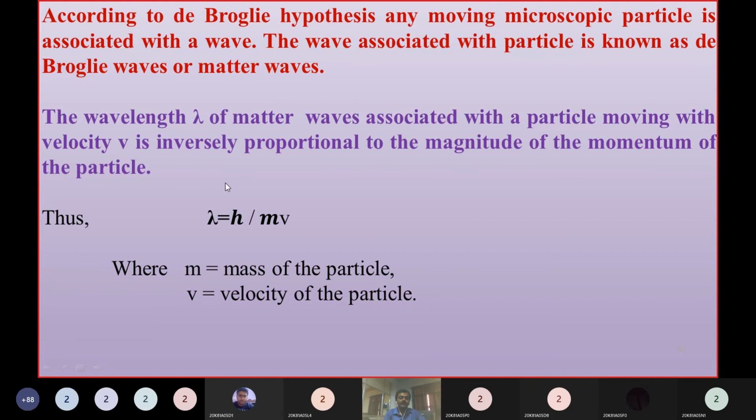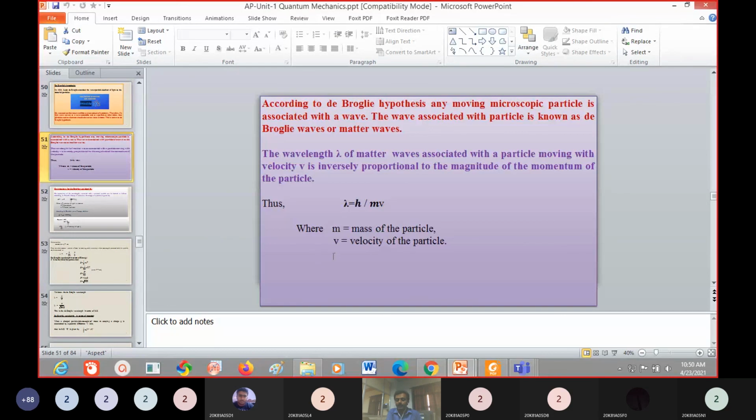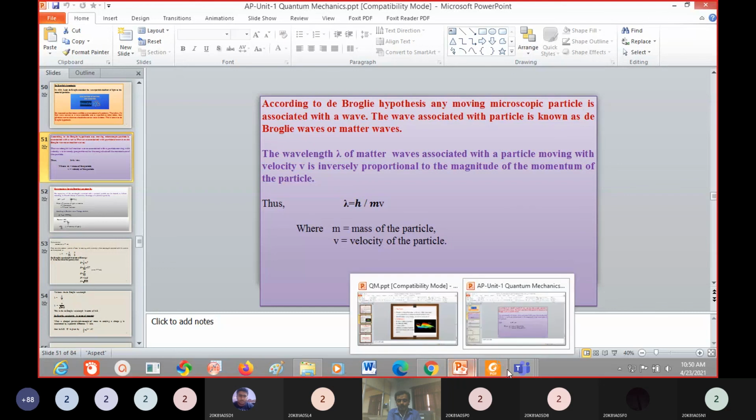This is the wavelength of the particle. If a particle is moving with some velocity, it has a wavelength, which we call the de Broglie wavelength. The de Broglie wavelength lambda equals h by p, where p is equal to mv. So this is about the de Broglie hypothesis. The remaining we will discuss tomorrow.